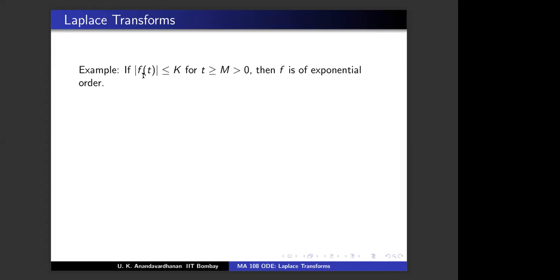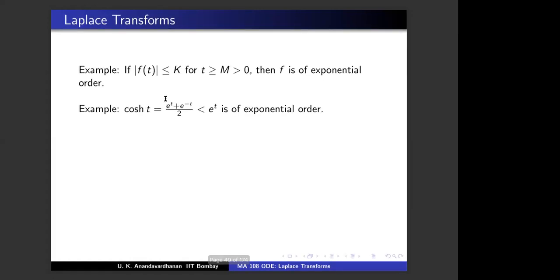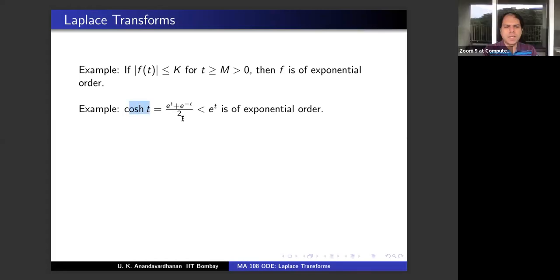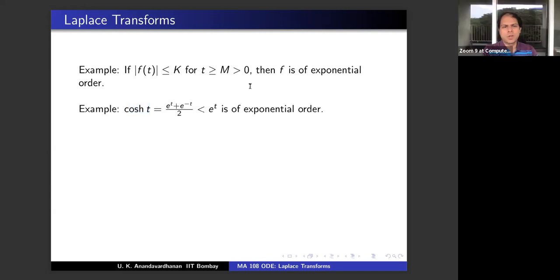A equal to 0, because k e power 0t. Okay. And next example, if you take hyperbolic cosine, you can write it as e power t plus e power minus t by 2. It is less than e power t everywhere, right? Agree? Yes, sir. This is less than e power t, therefore it is of exponential order.